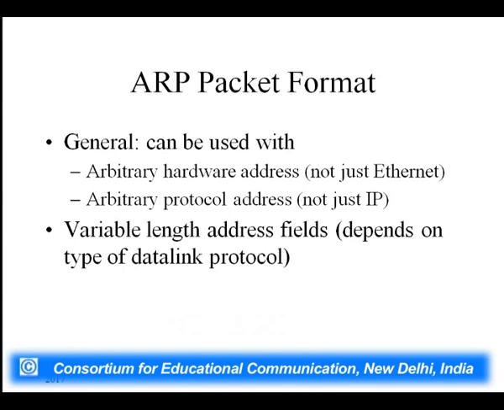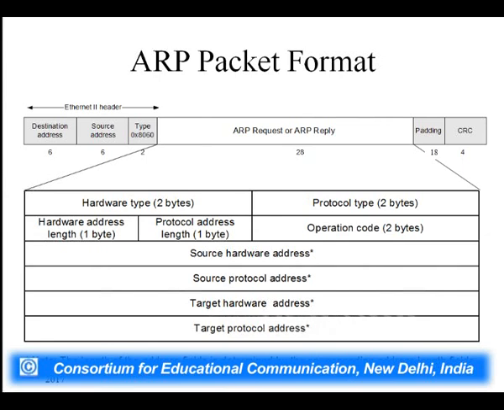That is why I said the hardware address is not only Ethernet all the time, it is an arbitrary hardware address, therefore the length is important, and so is the protocol. And then the variable length address field, because the hardware address may vary, because for Ethernet it may be 48 bits, as I said, but for FDDI it may be different.